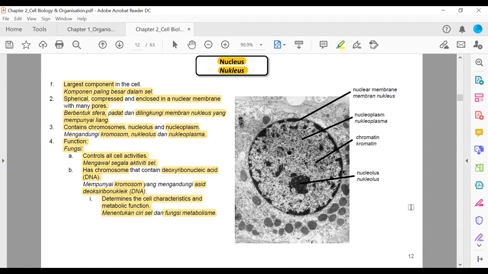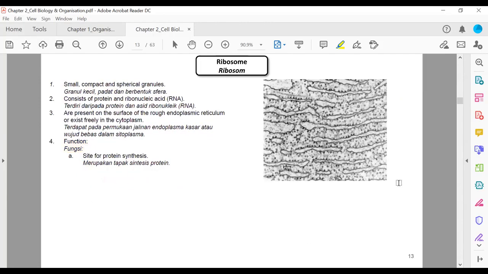What the DNA do? The DNA controls all the activities that occur in the cell, as well as the characteristic of the cell. That's what the DNA do. Because what DNA carry? DNA carry genetic information, genetic code yang menentukan ciri sesuatu sel itu. So, this is about nucleus. Page number 13, buka surat 13.